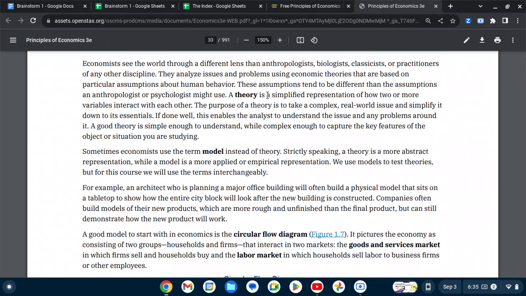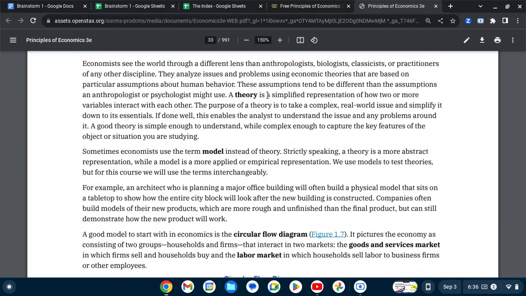Economists see the world through a different lens than anthropologists, biologists, classicists, or practitioners of any other discipline. They analyze issues and problems using economic theories that are based on particular assumptions about human behavior. These assumptions tend to be different than the assumptions an anthropologist or psychologist might use. A theory is a simplified representation of how two or more variables interact with each other. The purpose of a theory is to take a complex, real-world issue and simplify it down to its essentials. If done well, this enables the analyst to understand the issue and any problems around it.